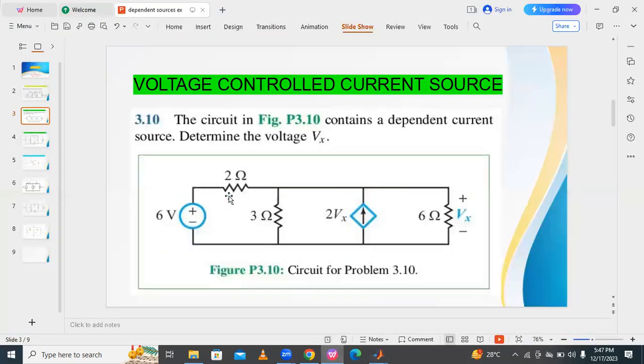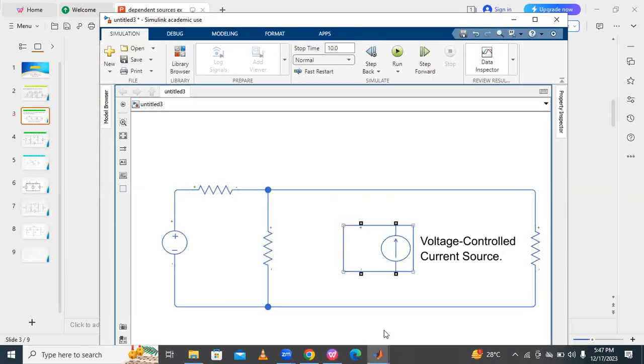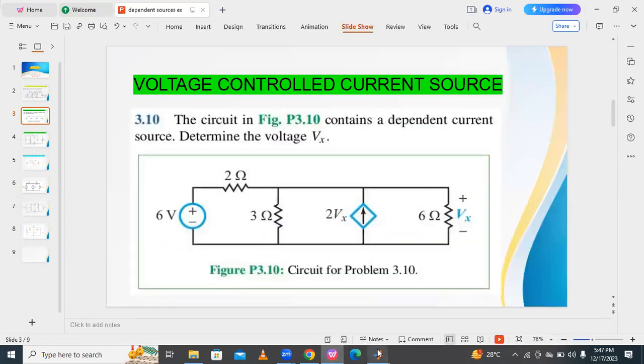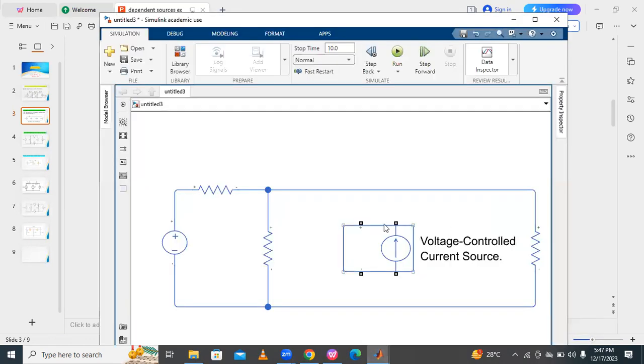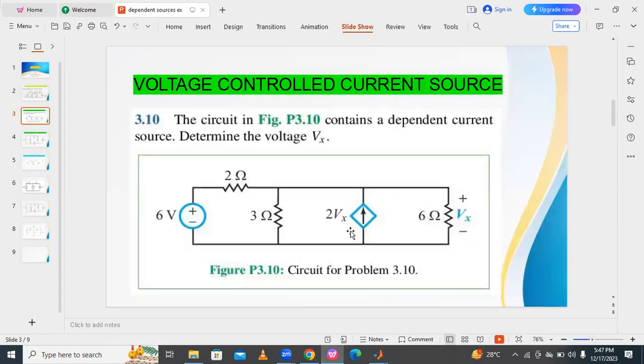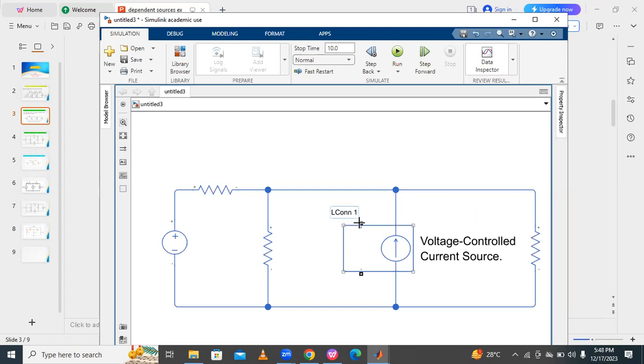So like this, one voltage source, 2 ohm resistor, 3 ohm resistor. And the current source is connected exactly parallel, and it also depends upon this resistance. That's why I connect a current source exactly parallel like this. The current source depends upon the 6 ohm resistor, so I connect these two terminals exactly parallel to this resistor.